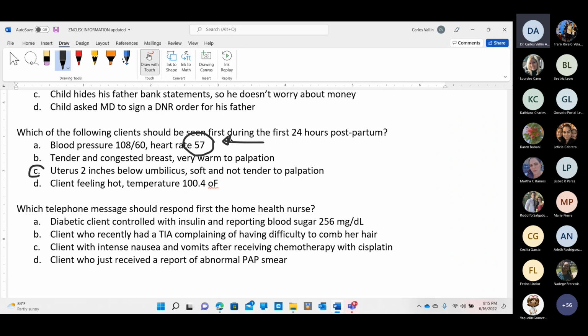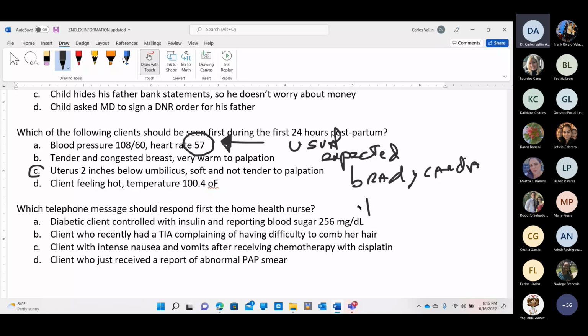So I need you to know, because it's obviously a knowledge deficit that I'm noticing in the group, that this is usual, expected, the same as the orthostatic hypotension, bradycardia in the postpartum. Okay, so in the postpartum, you are going to have certain changes in the vital signs.